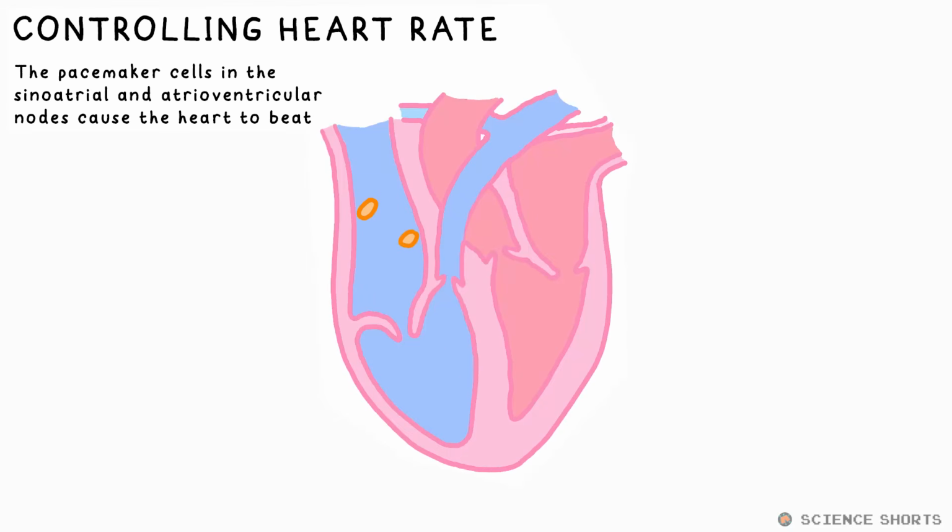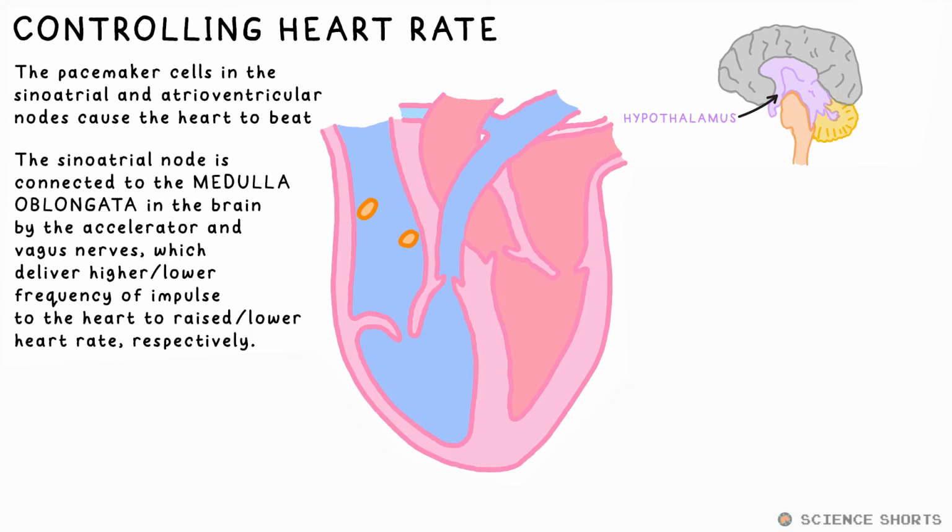The pacemaker cells in the heart, the sinoatrial and atrioventricular nodes, make it beat. They make the muscles contract. The sinoatrial node is connected to the medulla oblongata in the brain by the accelerator nerve and vagus nerve, which deliver higher and lower frequency of impulses to the heart to increase and decrease heart rate, respectively.